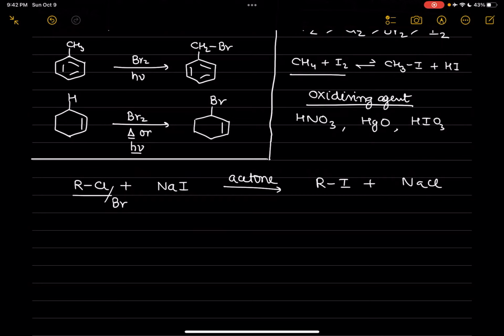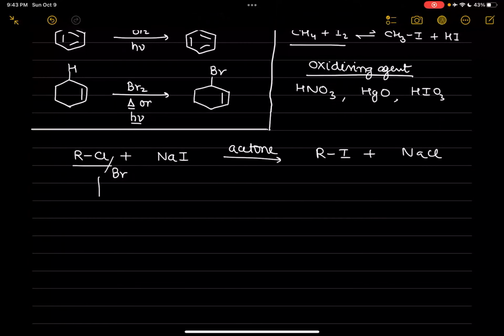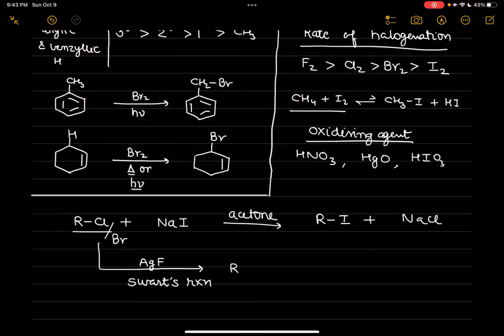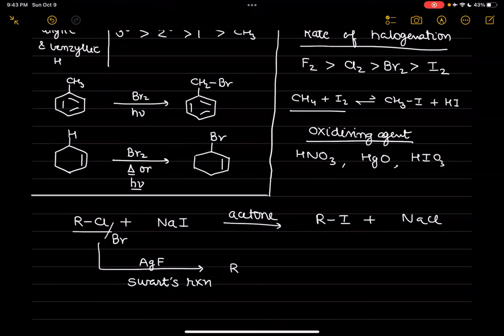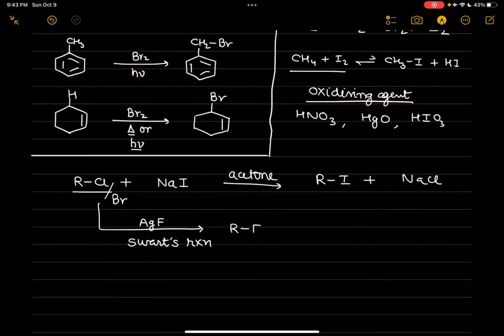I don't know. That is, you react with AgF, which is the most appropriate. That is the Swarts reaction. So fluorination you don't carry out directly because it is very difficult to control. You prepare chlorides and bromides by photochlorination or bromination, and then react them with AgF. Can you tell me the mechanism of this?